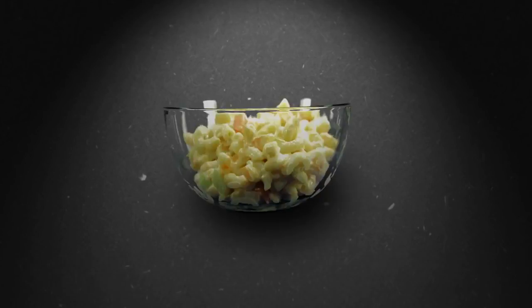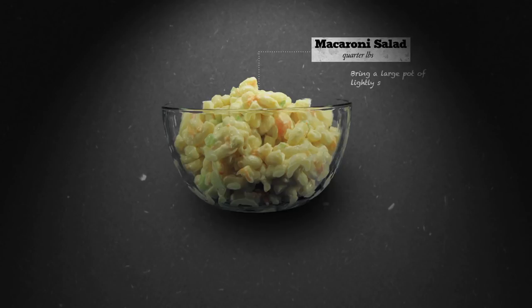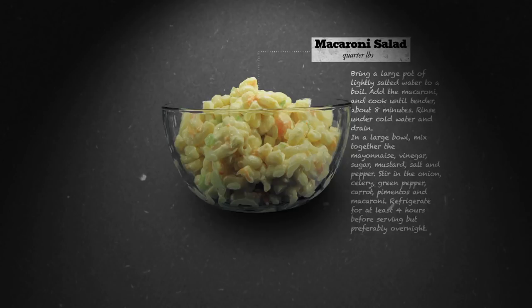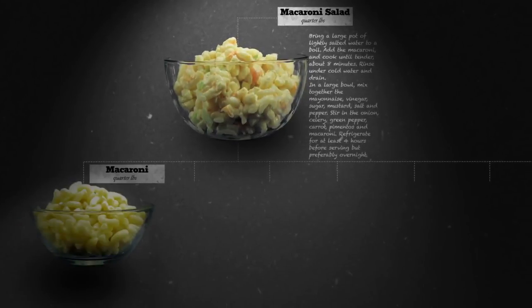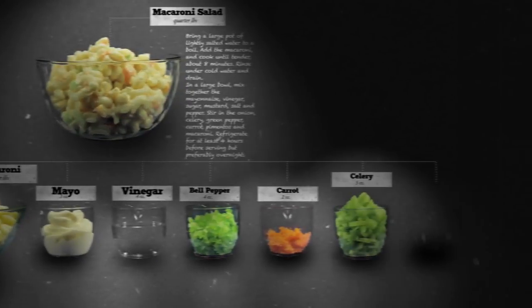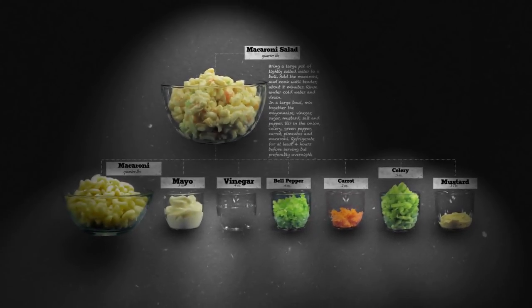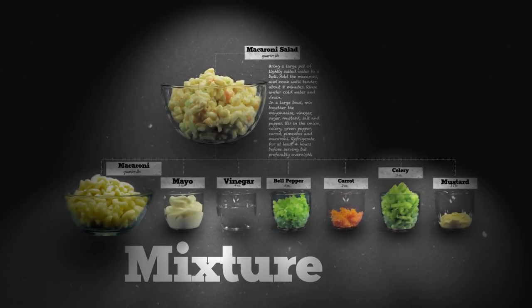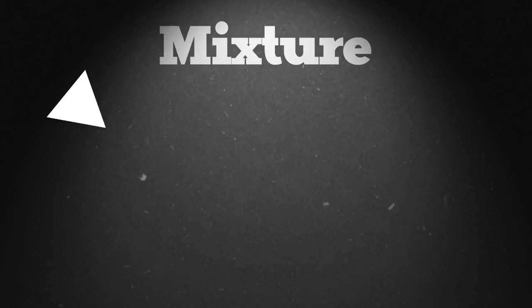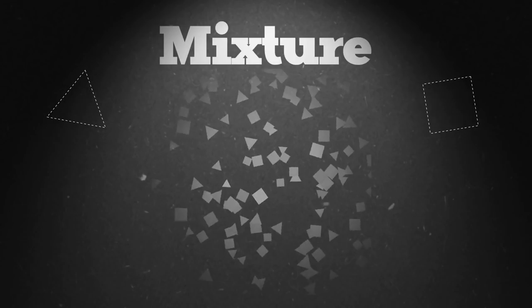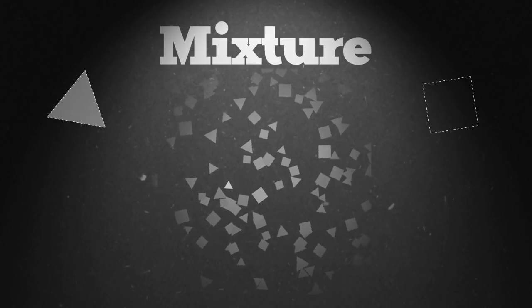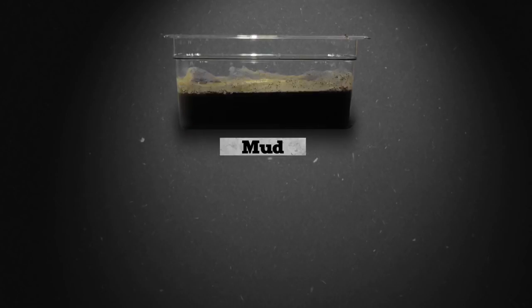Let's start with this bowl of macaroni salad. If you were to reverse a recipe for macaroni salad, you'll see it's made by mixing together a bunch of ingredients, like macaroni, mayo, vinegar, vegetables, and mustard. This type of combining is called a mixture. When you make a mixture, you're combining two or more things together without actually changing the chemical identity of those things. Like mud, for example.